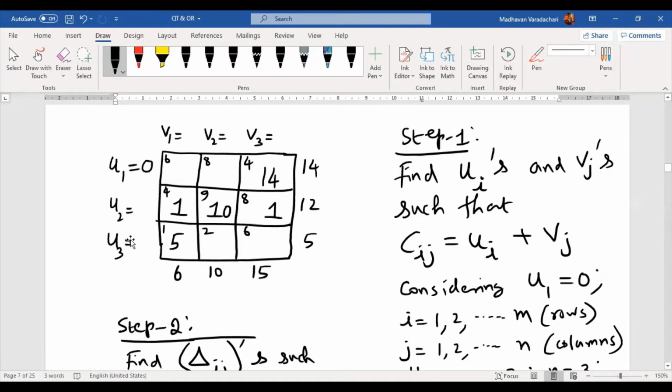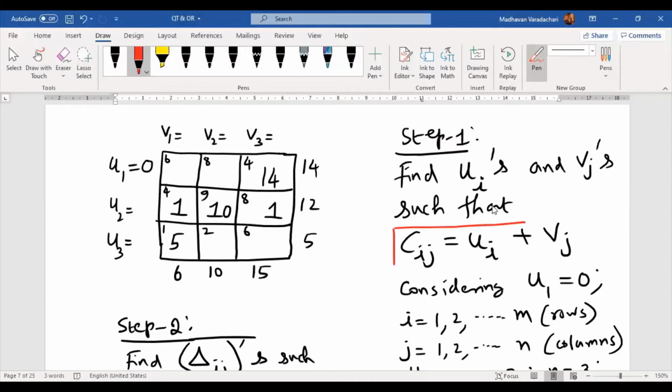That means you will have only 3 vj's, v1, v2, v3. So what I did, I wrote that in the columns v1, v2 and v3. That's all. Okay, and then it is also said considering u1 equal to 0. So what I did, I simply went to u1, wrote that as 0. Now what you have to do is you have to use this particular formula.